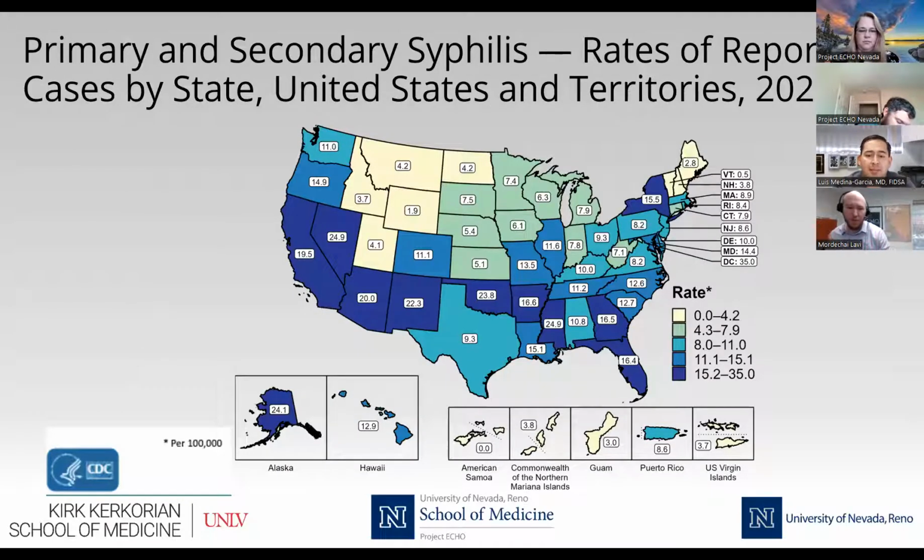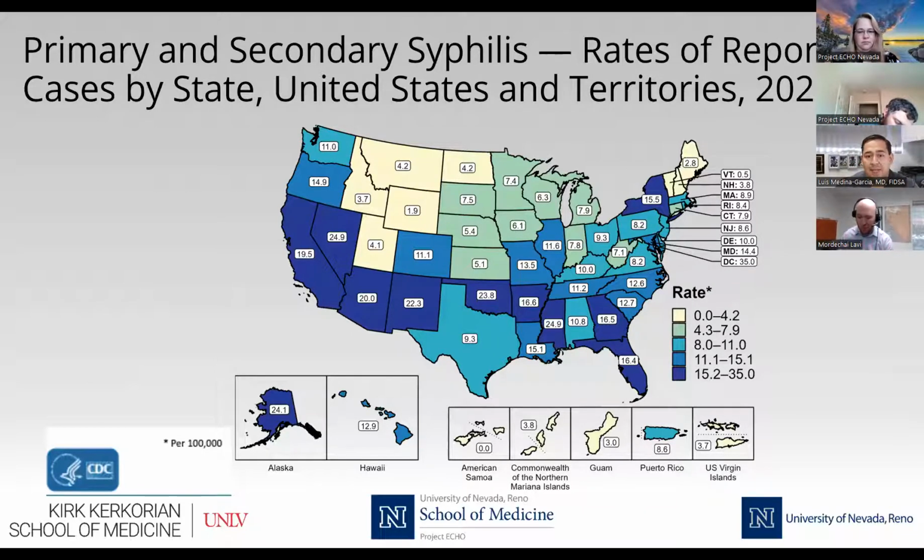So this is a map of the United States and its territories, and the darker the blue color, the higher the amount of disease per state. As you can see, Nevada has 24.9 cases per 100,000 inhabitants, which is the highest in the nation, closely followed by Alaska at 24.1.